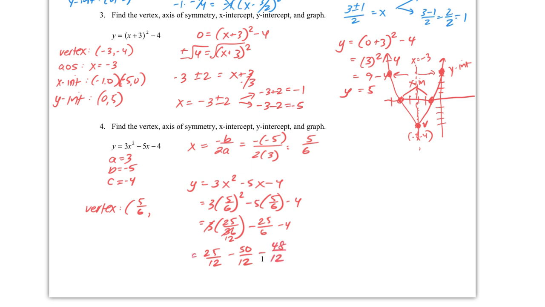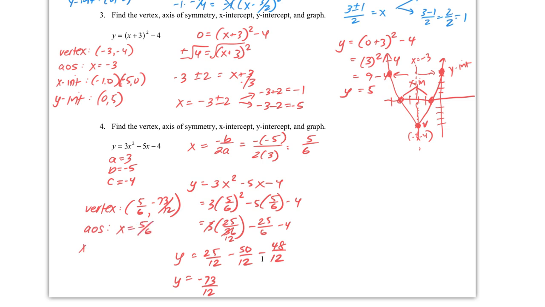Okay, equivalent fractions are super important if you can do them. So 25 minus 50 is negative 25. Negative 25 minus 48 is negative 73 over 12. And so negative 73 twelfths is the y value of your vertex. So now you have your vertex, and your axis of symmetry is going to be the line x equals 5/6.